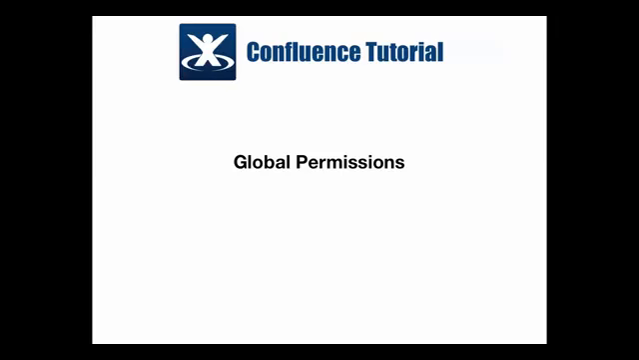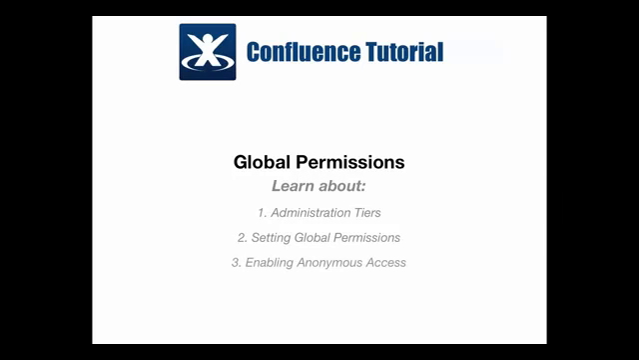Permissions determine the actions which a user is allowed to perform within Confluence. In this tutorial, we will focus on global permissions. You will learn about the two different tiers of Confluence administration, setting global permissions for users and groups, and enabling anonymous access. First, let's take a conceptual look at how permissions work in Confluence.